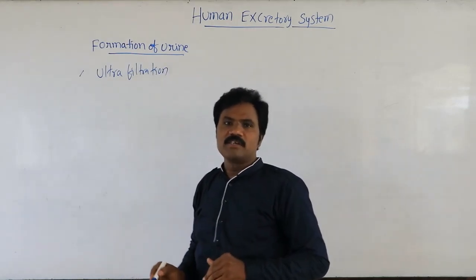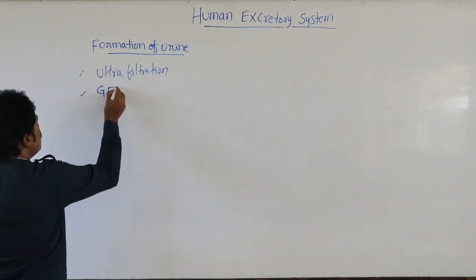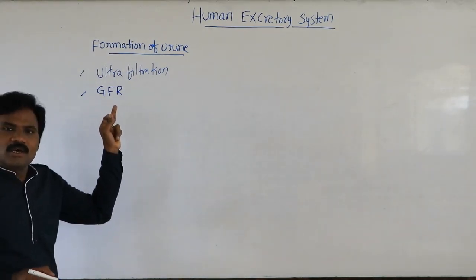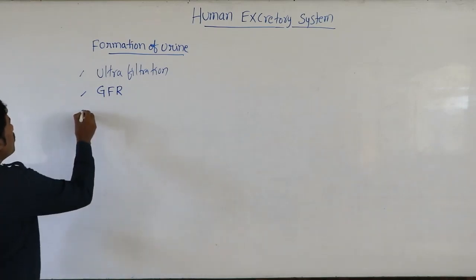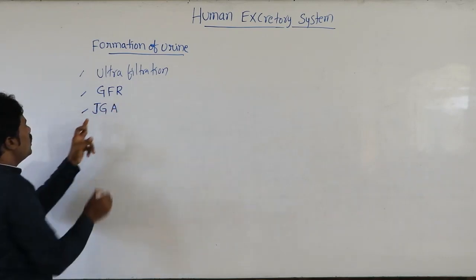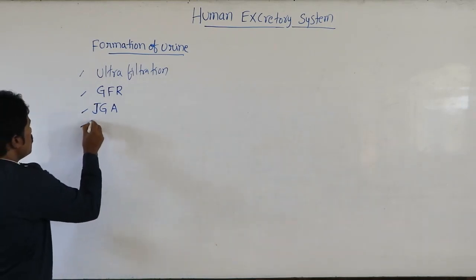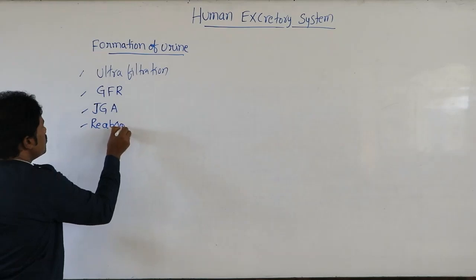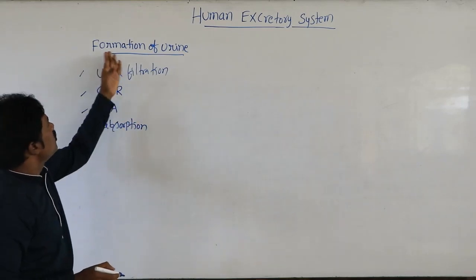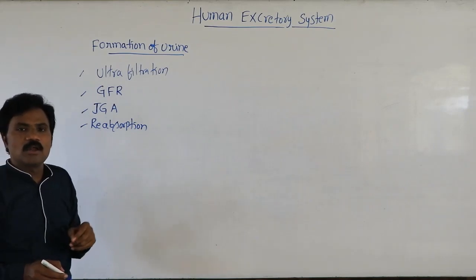What is it by ultrafiltration? Along with this, glomerular filtration rate, then related to JGA, juxtaglomerular apparatus, and then reabsorption. Related to these points, it is required in the formation of urine. So where does ultrafiltration take place?